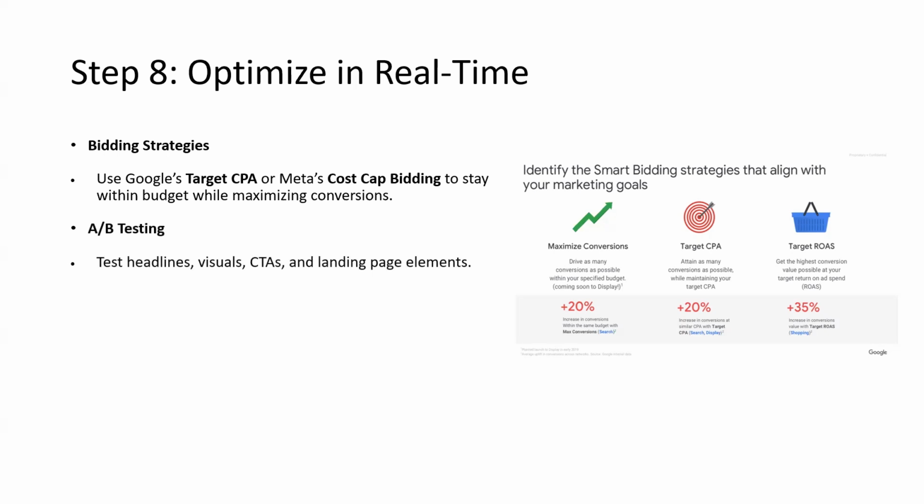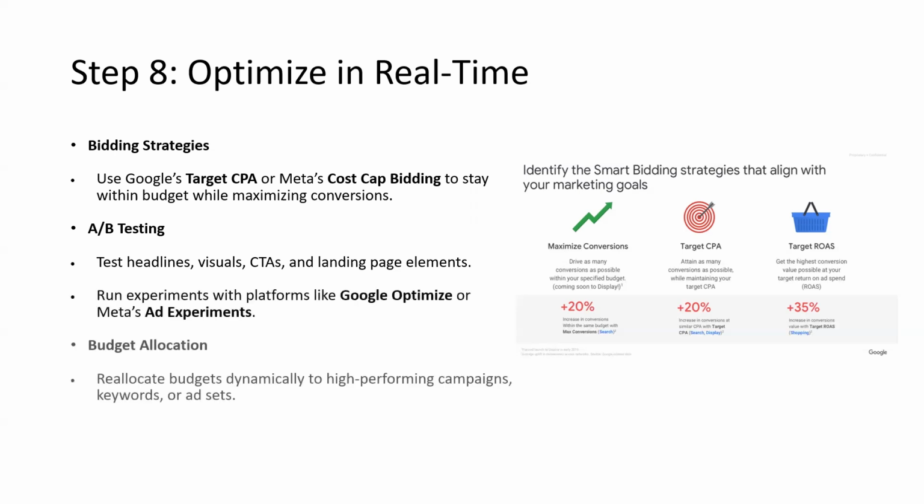A/B testing of the creatives can be done, and we should test our headlines, visuals, and call to actions and other landing page elements, and run experiments with platforms like Google Optimize or Meta's ad experiments. See, experiments is basically when you're testing the ads that you want to run on a smaller budget and see how those ads are performing. And if they are giving good results, then you can put in more budget on those ads, and you can use those creatives to replace the existing ones which are not performing. Then budget allocation: reallocate budgets dynamically to high performing campaigns, keywords, or ad sets.